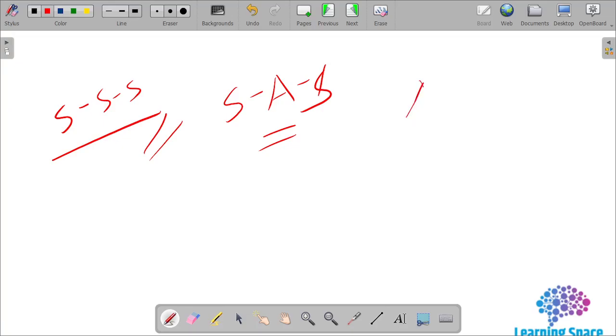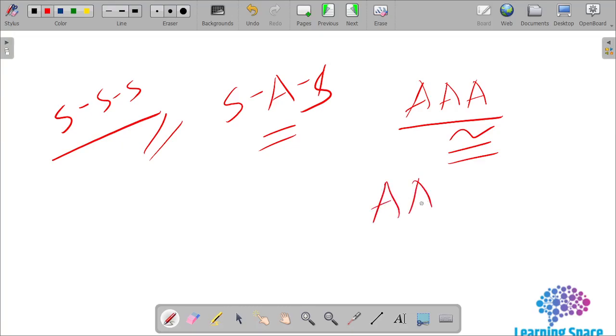And third test is AAA test, where all the three corresponding angles are congruent. And we know if we have at least two pairs of corresponding angles congruent, then we can safely say the given two triangles are similar by AA test.